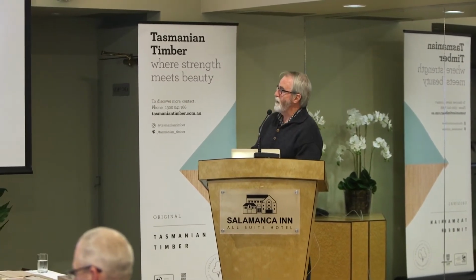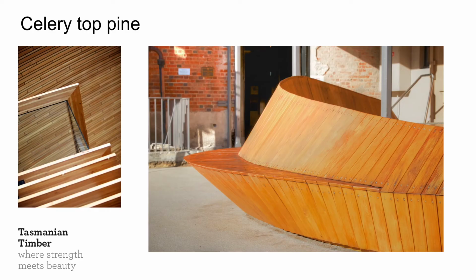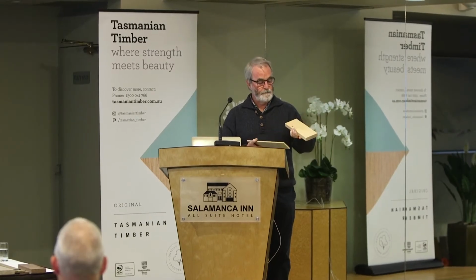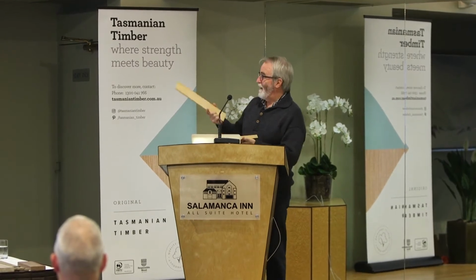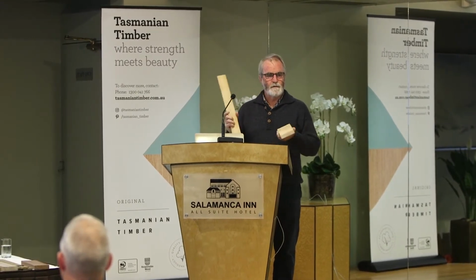The last one we've got today is celery-top pine. Now it is a pine, it's a slow growing species. So a log about yay big will be about 400 years old. So it's a very slow growing species. It's also one of the few species we've got on the island which is actually reasonably durable in heartwood, so without the sapwood on it. So it can go outside. It's durability class 2, I think. It was 3, it was pushed to 2, it's gone back to 2.